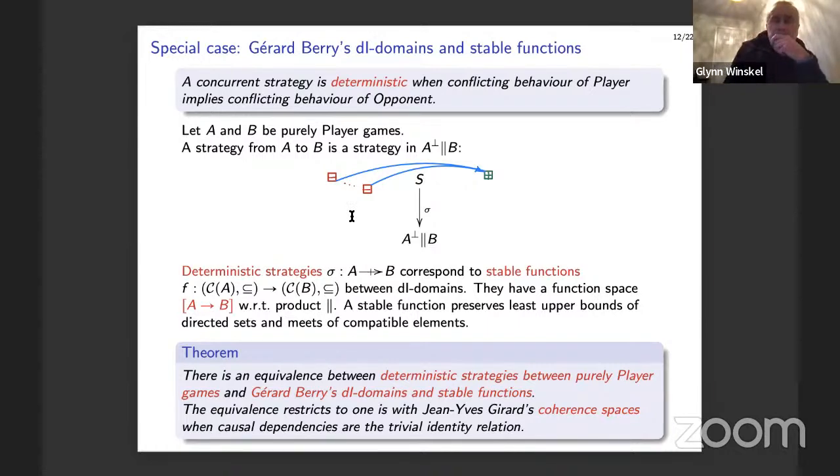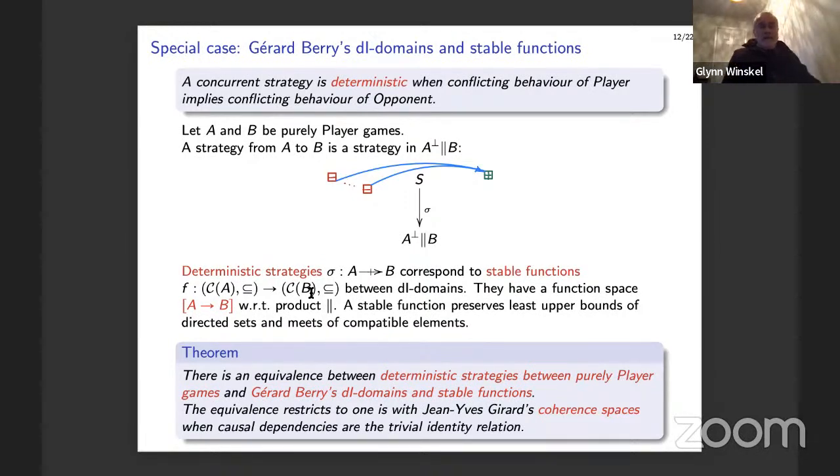And if we understand this to be a deterministic strategy, then given some configuration of opponent moves, we can only expect to get a configuration of player moves as output, because we're not allowed to introduce, through player moves, any conflict. So what this means is that if we look at deterministic strategies between these stupid, purely player games, we end up with certain kinds of functions between their configurations. And in fact, you can characterize the configurations of such event structures. Well, strictly speaking, if I enlarge the conflict to not be binary, they'll be exactly the DI domains that were used by Gerard Berry in his domain theory based on stable functions. And the deterministic strategies correspond exactly to Berry's stable functions.